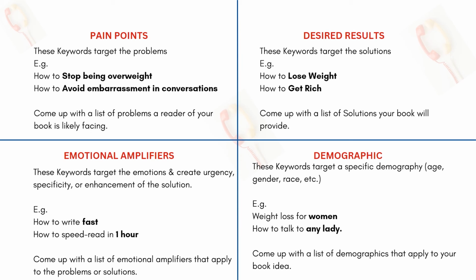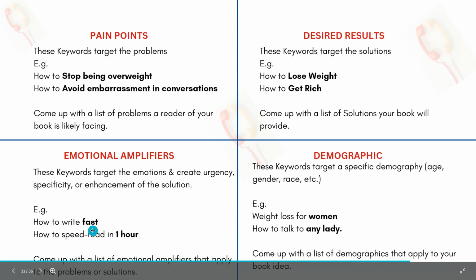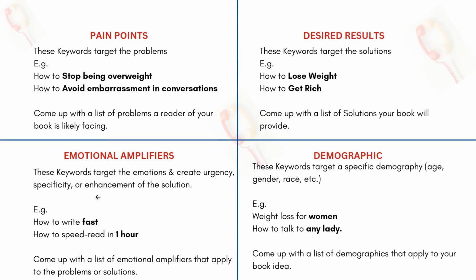For instance, how to write fast. How to speed read in 1 hour. Now, this word fast amplifies the skill of writing. Yes, the person wants to write, but you want to teach him how to write fast, which is what he's aiming for. The next is how to speed read in 1 hour. Yes, I want to speed read. I can speed read in 3 hours, 2 hours, but no, you want to show that person that you can do it in 1 hour. Come up with a list of emotional amplifiers that apply to the problems or solutions your book is working at.